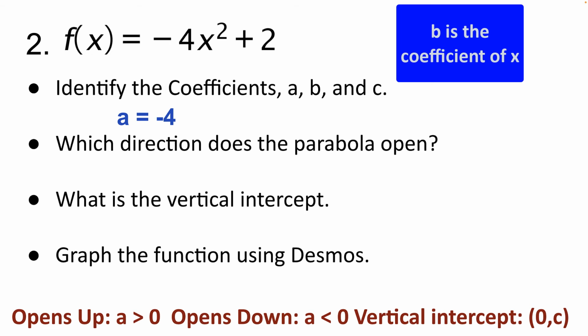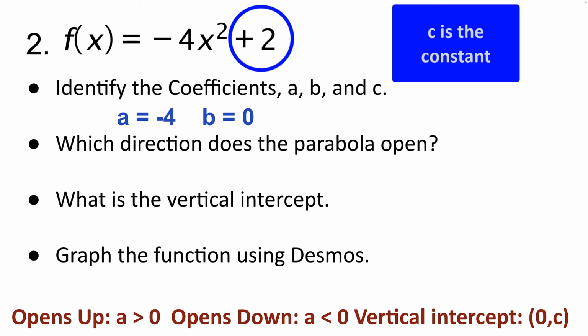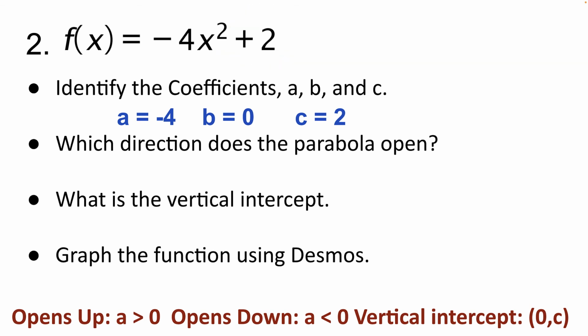However, this function doesn't have an x term. That actually tells us that the coefficient b is equal to 0, because 0 times x would be 0, but we don't really write plus 0. C is the constant term, and so for this function, c is equal to 2. Now let's use our coefficients to answer the following questions.